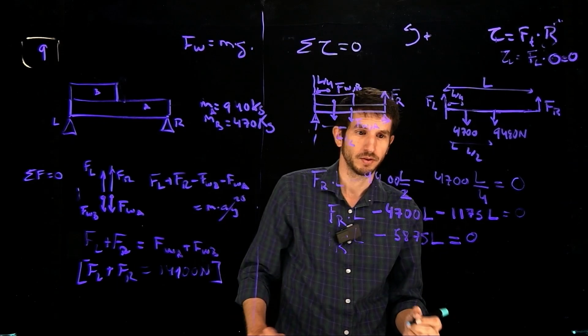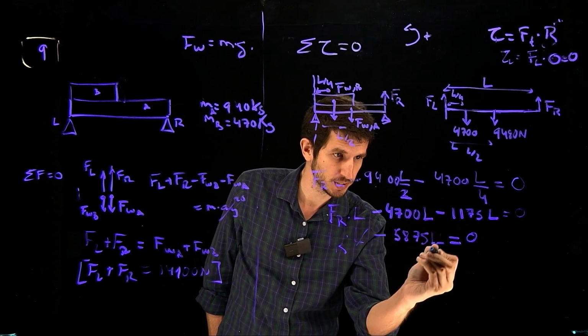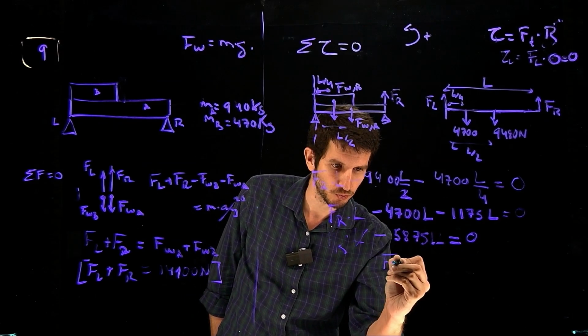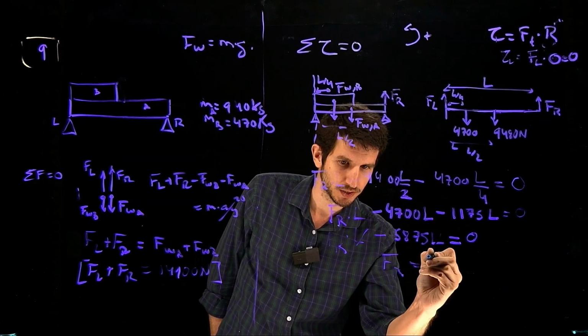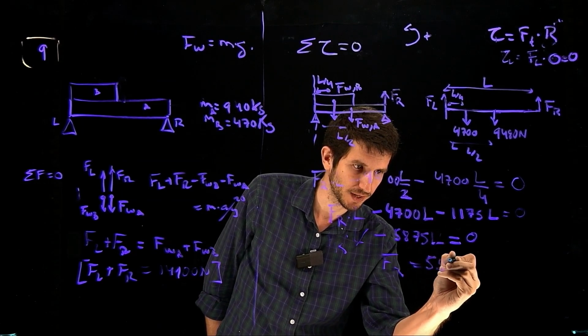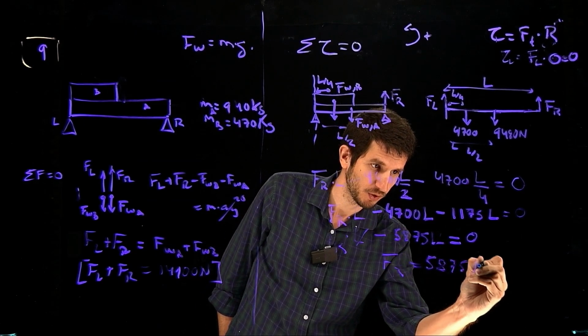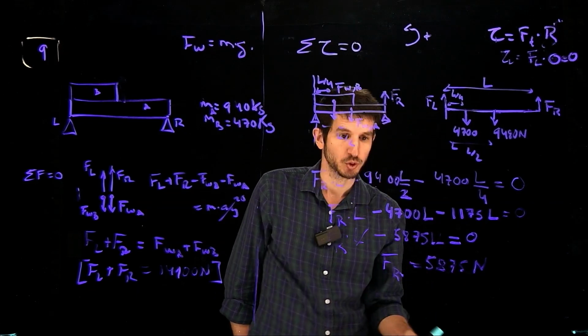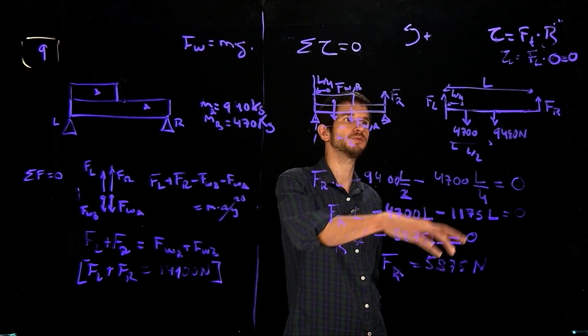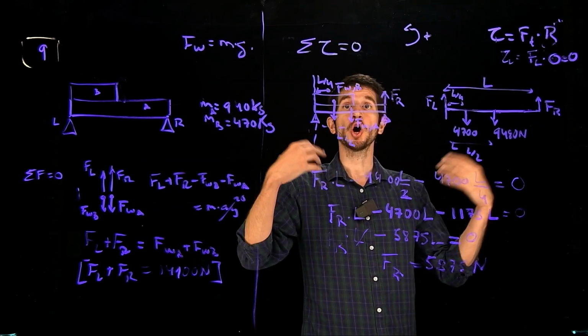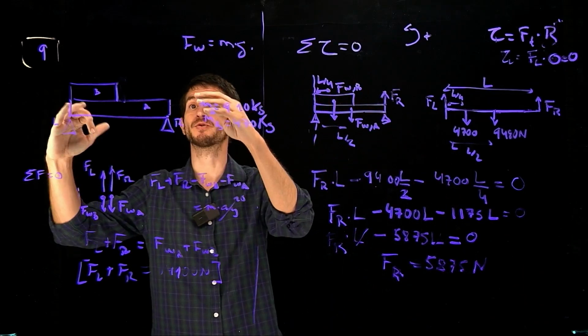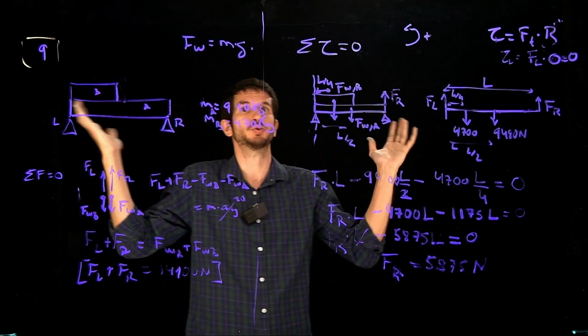And so I can cancel N and L all over the place. And so I'm going to have that F sub r is 5,875 newtons. So now I found the reaction force in here, not through the forces acting on them, but from the fact that it is not rotating. This is what is so wonderful.